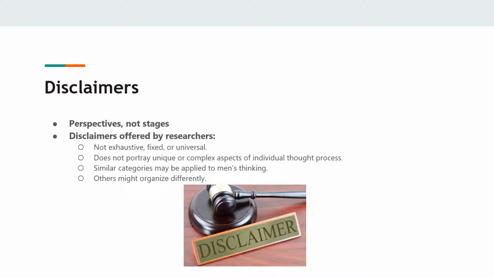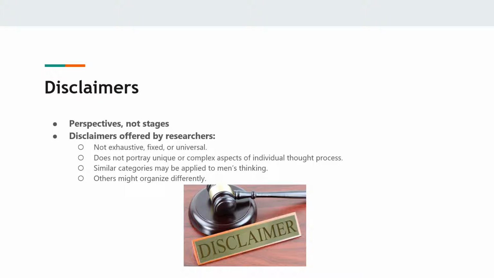However, before we get too far in discussing this theory and its application, there are a few things that Belenky et al. wanted to make clear about their research and findings. First, they referred to the different ways of knowing as perspectives rather than stages. They also wanted everyone to know the following disclaimers.